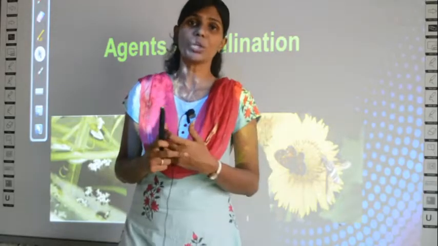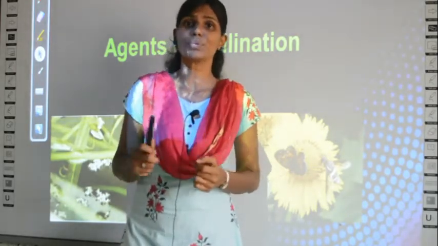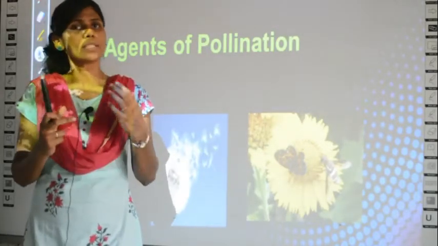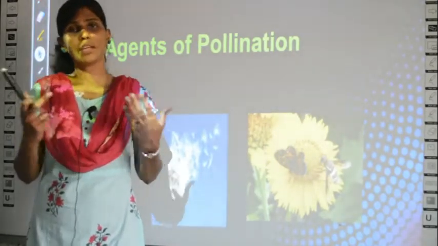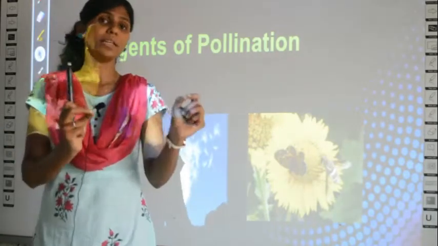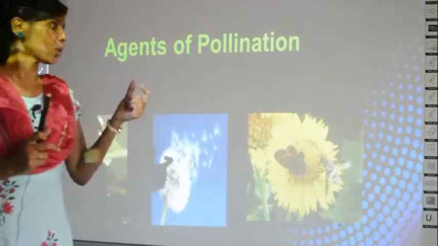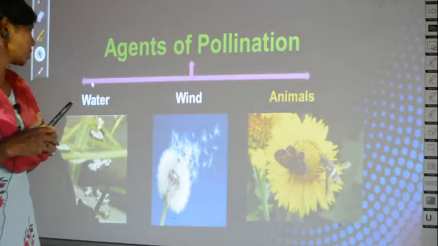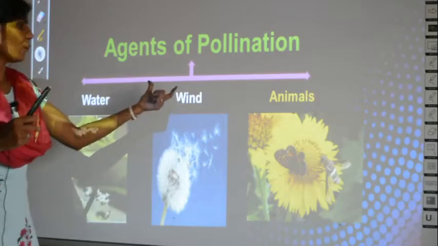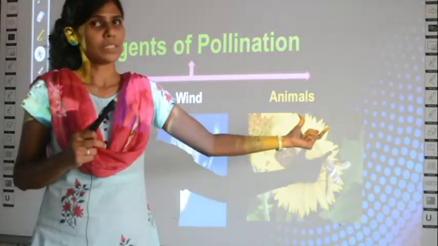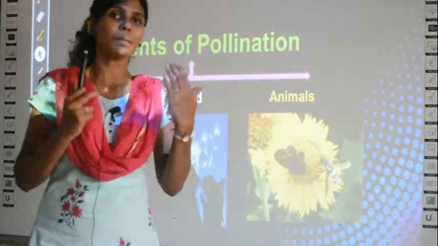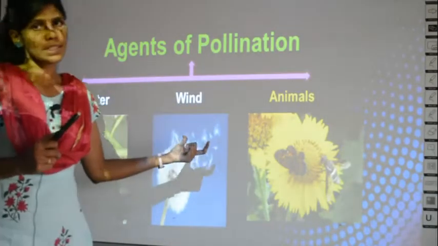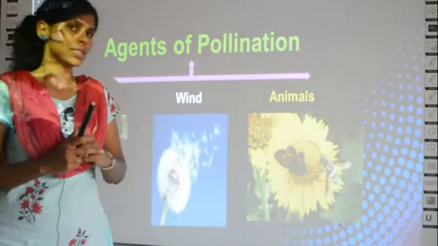I was continuously saying that pollination is the transfer of pollen grains from anther to the stigma, right. For this transfer, it cannot happen like magic. It needs some source to be transferred. They are called agents. What are those three agents? The three agents which help in the pollination process are water, wind and animals.